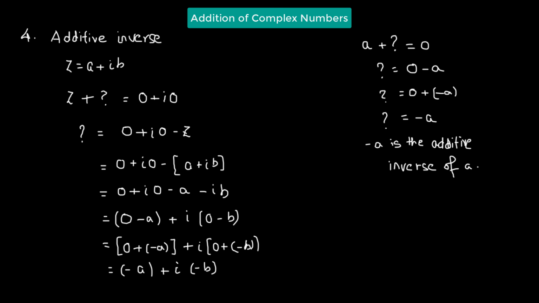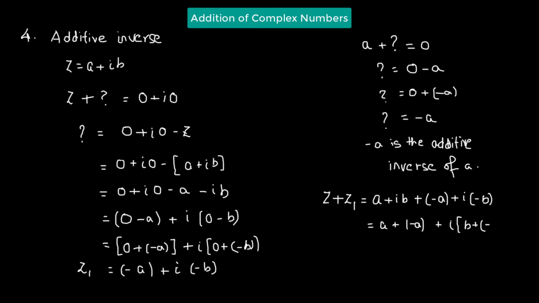So let's check it out. Let's call it z1. We're going to add z to z1. So we have a plus ib, and we are going to add it to negative a plus I times negative b. So that gives us a plus negative a plus I times b plus negative b. And so we have a added to negative a is 0 plus I times b added to negative b will be 0. So that means indeed z1 is the additive inverse of the given complex number z equals a plus ib.